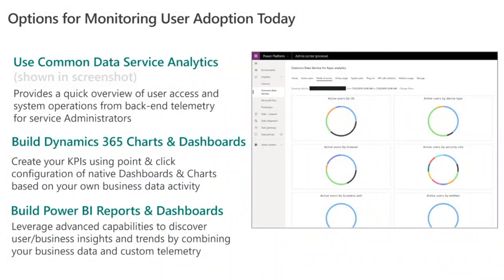Now, for business KPIs, you want to use Dynamics 365 with charts and dashboards. This allows you to drive KPIs from business activities. It's best to focus on these actual business KPIs and create reports indicating adoption from business data points. If you're looking for enhanced or advanced reporting capabilities, you can also export these and use the Power BI reports and dashboards capabilities.